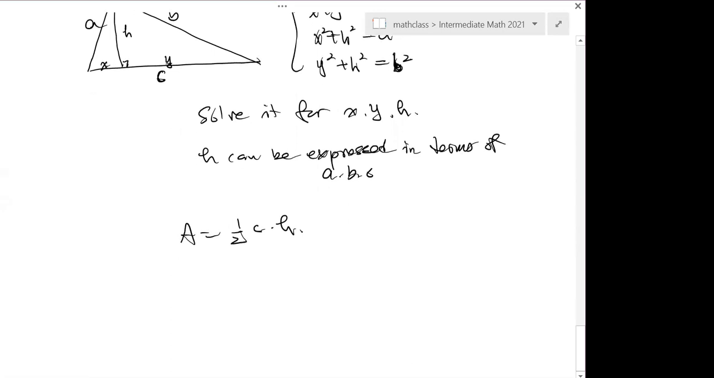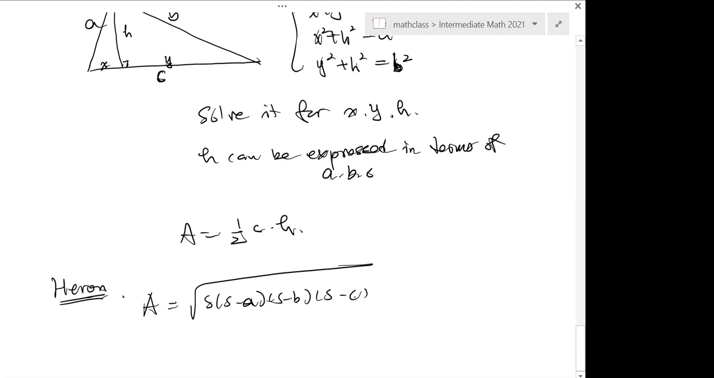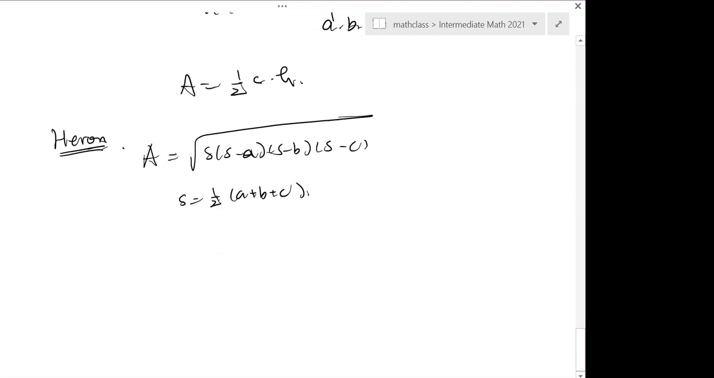And after you simplify it, there was a guy in history called Heron. Heron finally modified his expression, and he got this nice formula, where s is half of the perimeter. This is an interesting formula. He published the paper, and now his name is always associated with this formula.